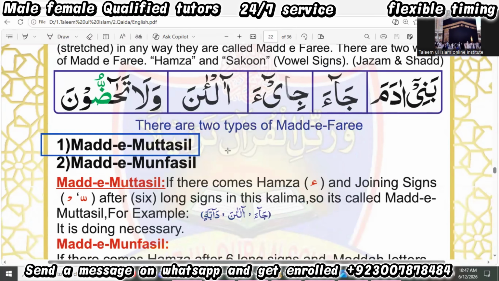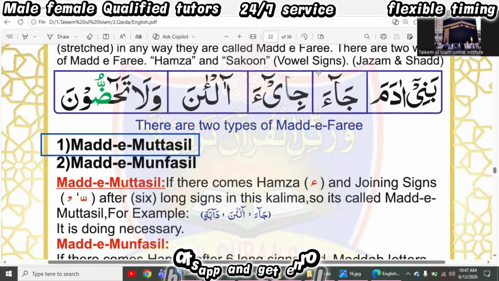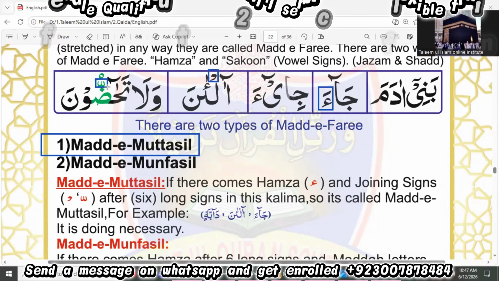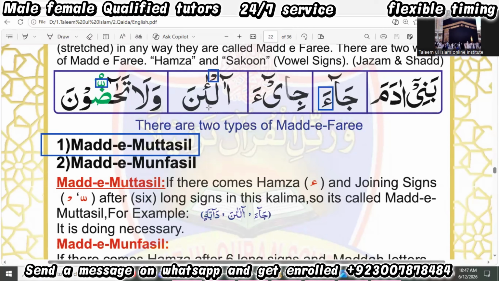This is called madde muttasil. After the six long signs, like standing fatha, standing kasra, alif madda, waw madda, and ya madda, when there is a hamza, or a sukoon or jazm, or a tashdid or shad, and the shad, the tashdid, jazm, or the hamza is in the same kalima, we will stretch these six long signs longer, like 5 seconds long. That is called madde muttasil.